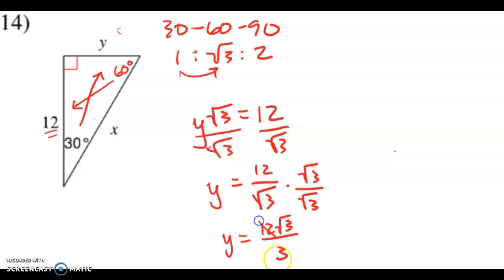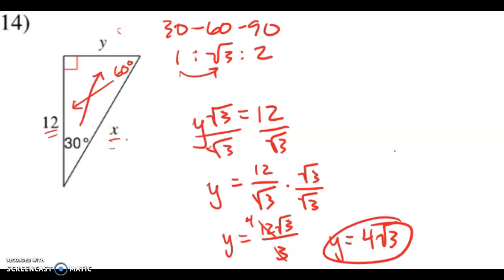And I can take it one step further and cancel this. I end up with 4 over 1. So y is equal to 4 root 3. So that's my first part. I now need to find x.